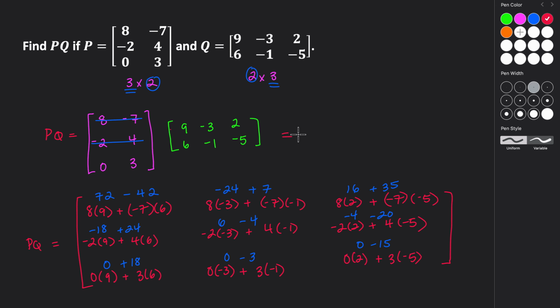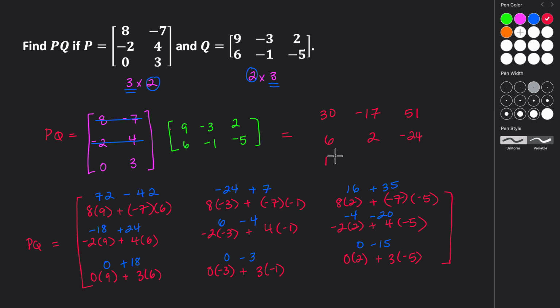So I'm going to write this here. So 72 minus 42, that is 30. Actually, I'm going to give myself a little more space. 30. -24 plus 7, that is -17. 16 and 35, that's 51. -18 and 24, that's going to be +6. 6 minus 4 is 2. -4 minus 20 is -24.